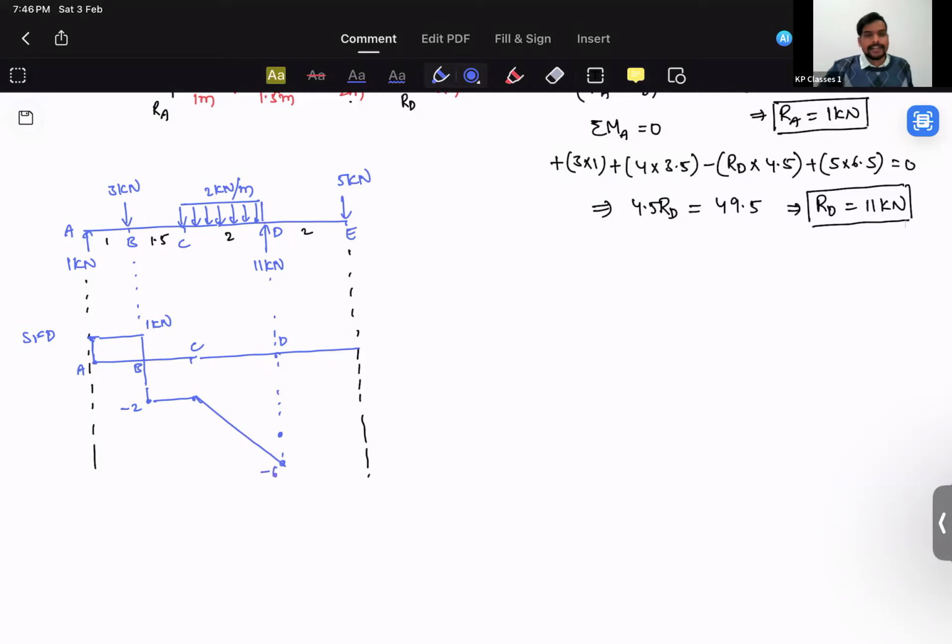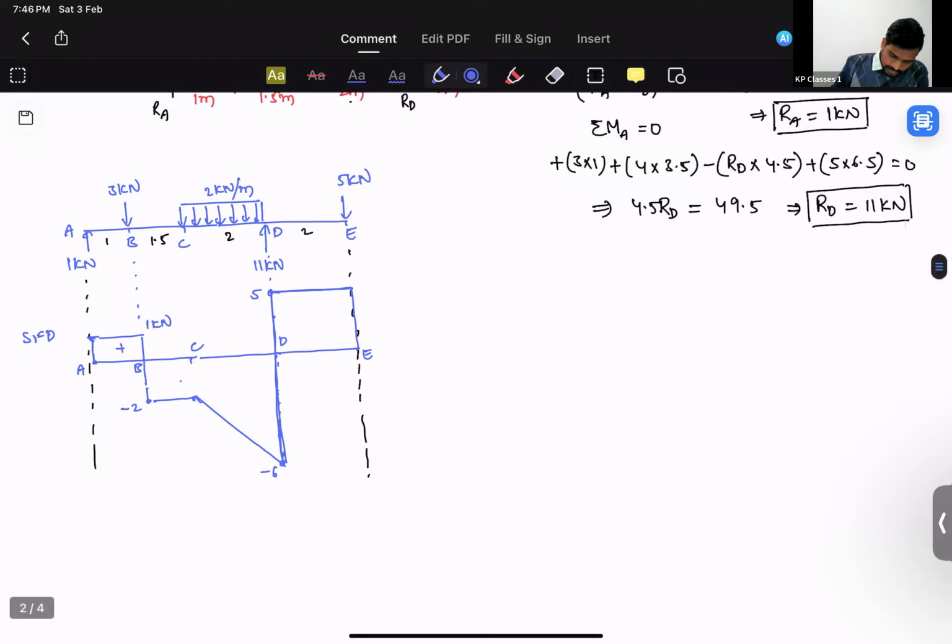So this is minus 6 over here. Now, between D and E, again, there is nothing acting between, so actually at point D, there's an upward reaction of 11 kilonewtons. You'll need to also consider that from minus 6, it would reach up to plus 5. There would be a sudden jump in the SFD. That's going to be 5 kilonewtons. There is a constant line and then a downward load acting at point E. So that's going to be the SFD, the shear force diagram.